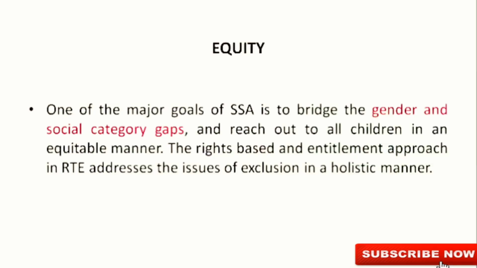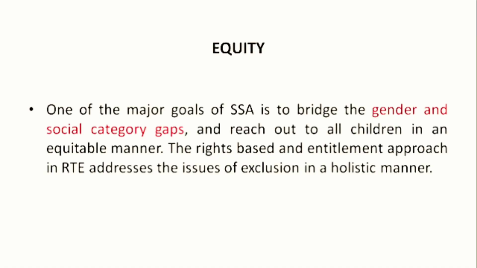Next comes the next parameter, namely equity. One of the major goals of Sarva Shiksha Abhiyan is to bridge the gender and social category gaps and reach out to all the children in an equitable manner. What is equitable? It means being fair, the quality of being fair. We should treat them in a fair, impartial way. That is what equitable manner means.